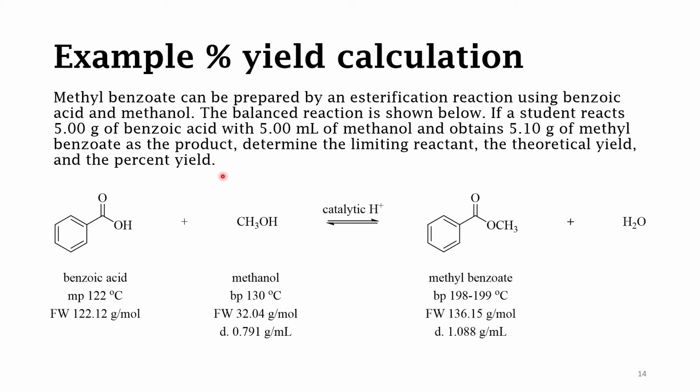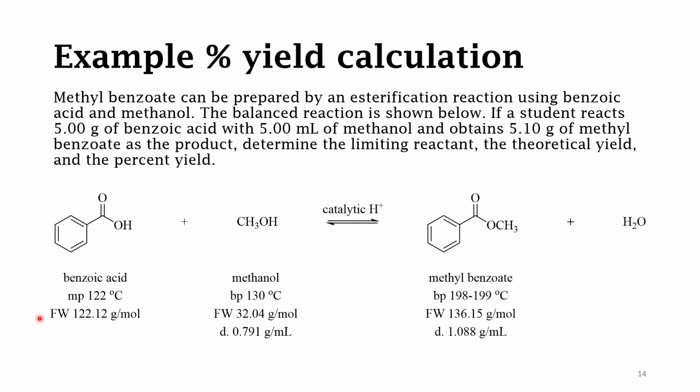To compare amounts, we need to compare in moles, so we need to do some unit conversions. For our benzoic acid, we're told we measured 5 grams. If we look at the information we're given, benzoic acid has a melting point, which implies that it is a solid at room temperature, so it makes sense that we're measuring it in grams. To get to moles, we need to take that 5 grams and use the formula weight of the benzoic acid to calculate how many moles we had.